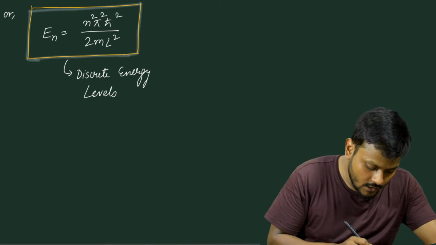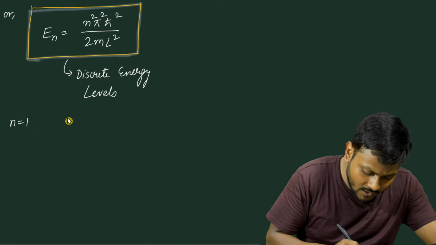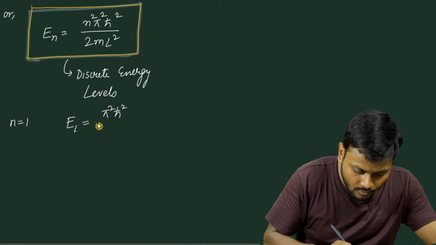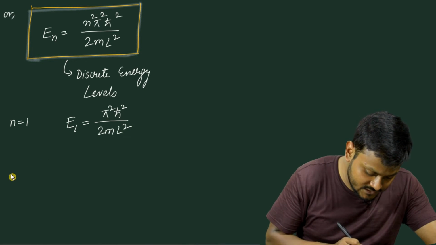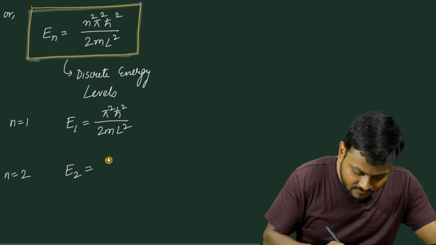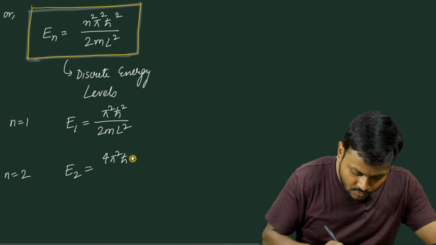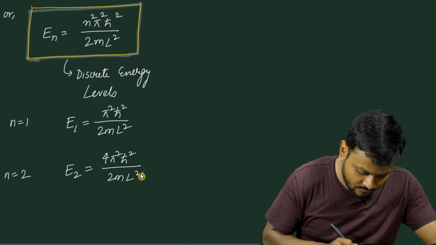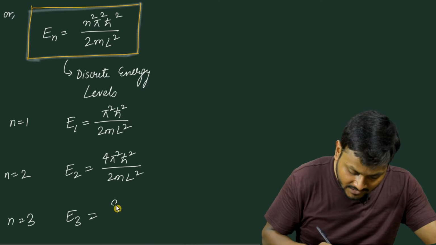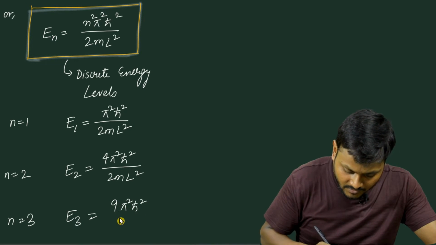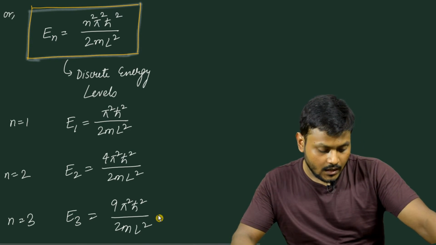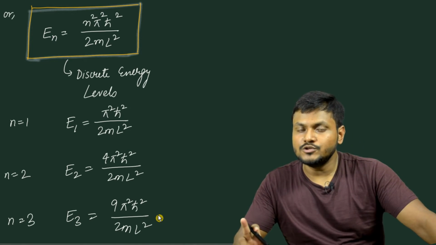So let us look at what values are possible. For n equal to 1, E1 corresponds to π square h cross square upon 2mL square. For n equal to 2, E2 corresponds to 2 square, which is 4π square h cross square upon 2mL square. For n equal to 3, E3 corresponds to 9π square h cross square by 2mL square. So on and on it goes, and there are only certain energy values which are possible.